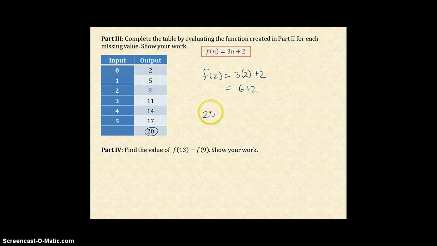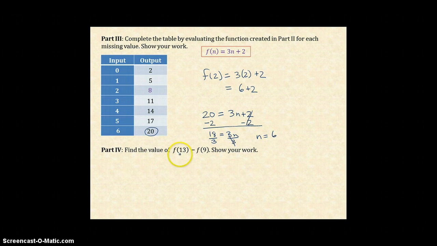So we're going to say 20 equals 3n plus 2. Then we can subtract 2 from both sides. We get 18 equals 3n. Divide both sides by 3. And we're going to get n equals 18 divided by 3 is 6.